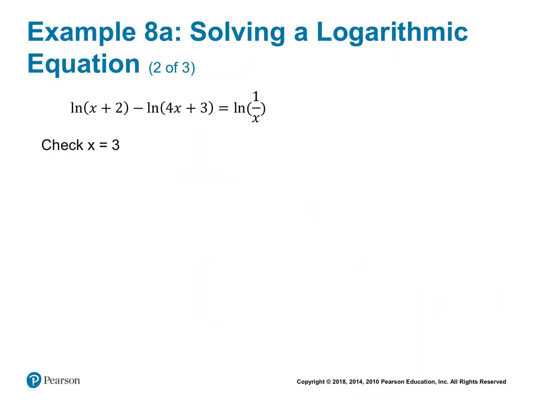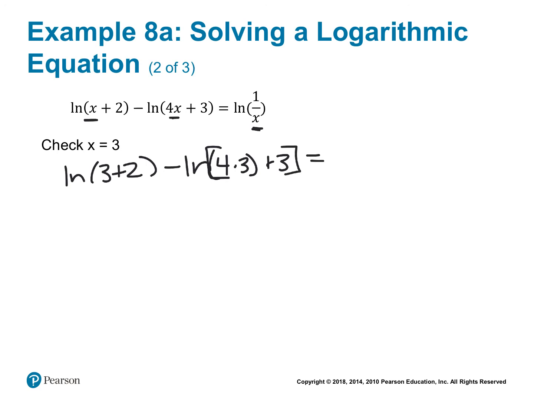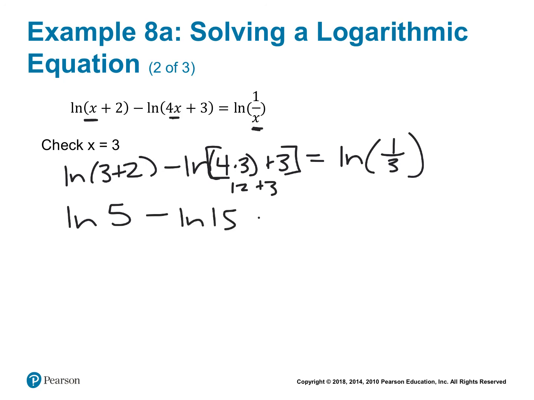So let's go ahead and check x equals 3. So I have natural log of 3 plus 2. I'm just replacing all of my x's here. I said natural log of 4 times 3 plus 3 equals a natural log of 1 over 3. So I get natural log of 5 minus, this would be 12 plus 3, so the natural log of 15 equals the natural log of 1/3.